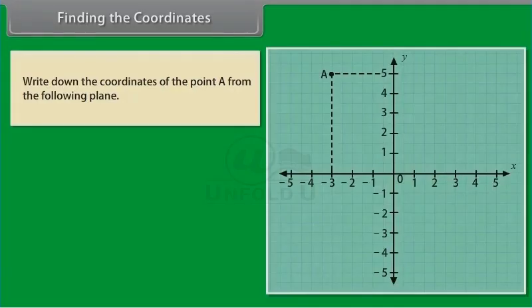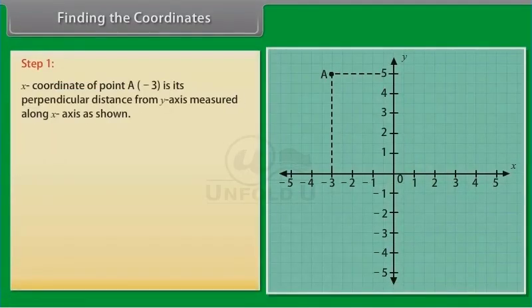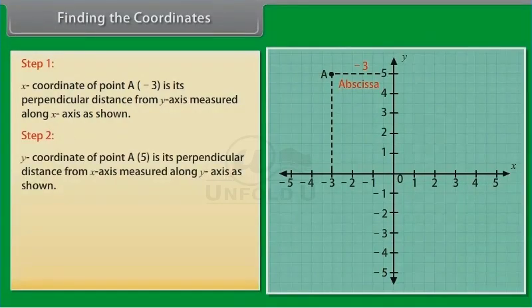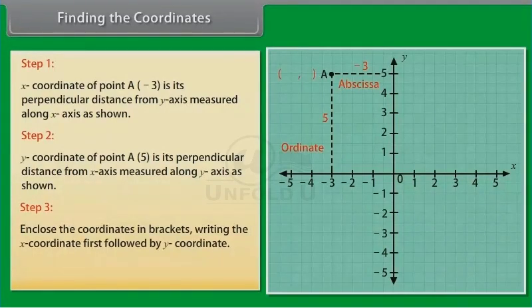Finding the coordinates. Write down the coordinates of the point A from the following plane. Step 1. The x-coordinate of point A is -3, its perpendicular distance from the y-axis measured along the x-axis as shown below. Step 2. The y-coordinate of point A is 5, its perpendicular distance from the x-axis measured along the y-axis as shown below. Step 3. Now, enclose the coordinates in brackets by writing the x-coordinate first followed by the y-coordinate. Thus, the coordinates of point A are (-3, 5).